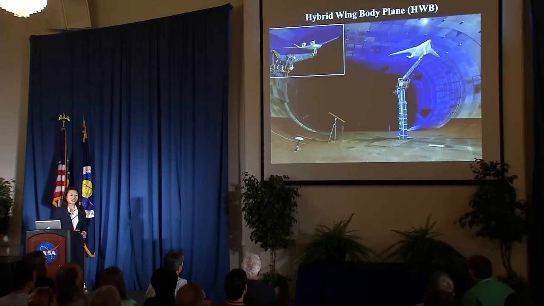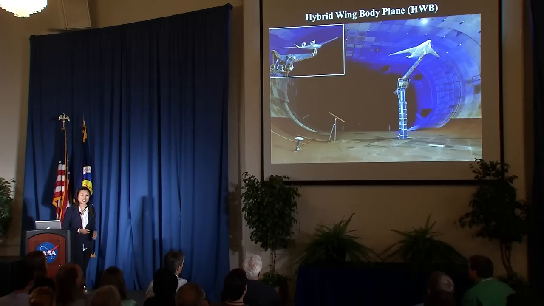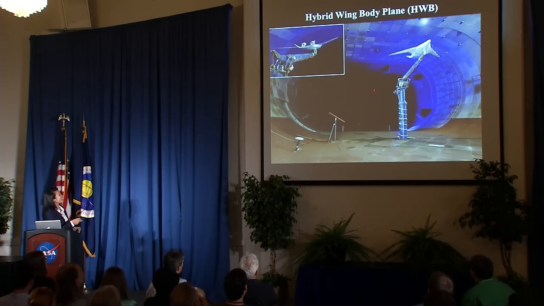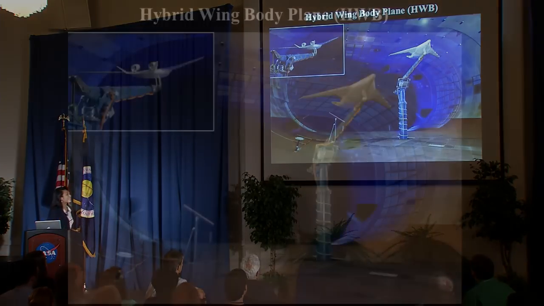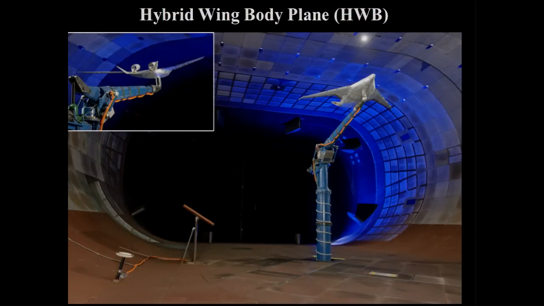Here's one test that's going on right now as we speak. I was actually walking next to the plane yesterday, putting it into the wind tunnel right here. It's the hybrid wing body plane. It's a plane that's both designed by NASA and Boeing right here. So environmentally responsible doesn't just mean fuel efficiency. It also means reducing the noise.